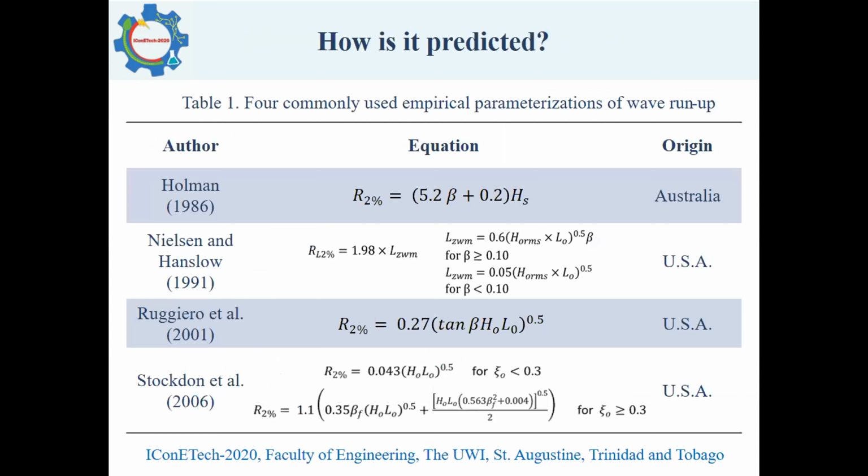Over the years, many parametric models have been designed using parameters that are relatively easy to measure, such as wave height, wavelength, wave period, and slope, as seen in these four commonly used empirical parameterizations of wave runoff. However, it has been acknowledged in the literature reviewed that a number of additional parameters have been found to have an influence on wave runoff, such as friction, tidal elevations, wind, and even swash infiltration, though these are not commonly used in wave runoff models.